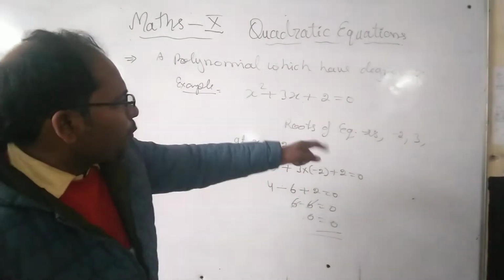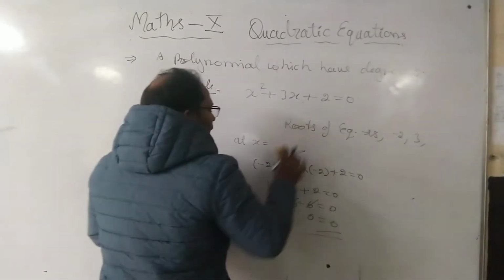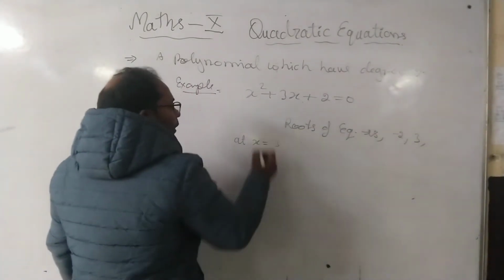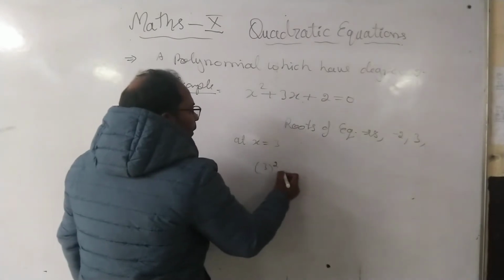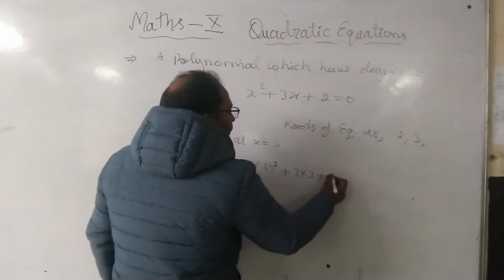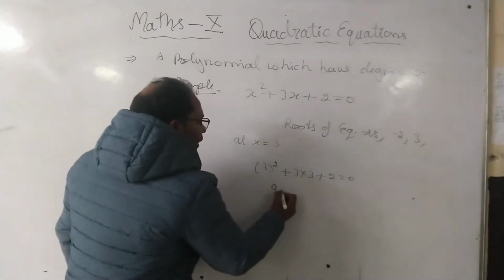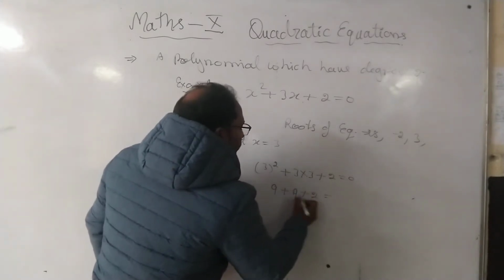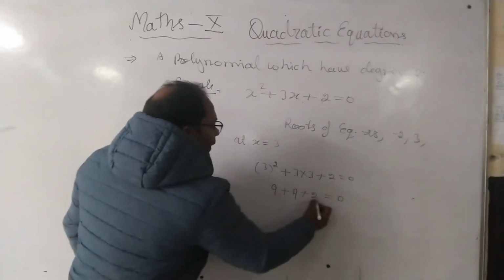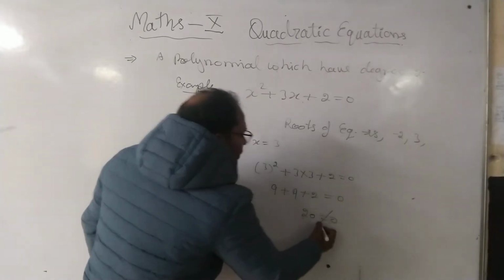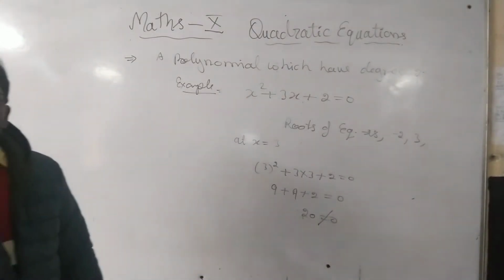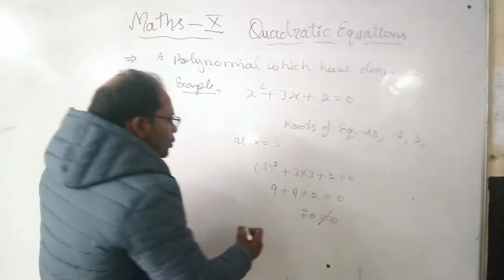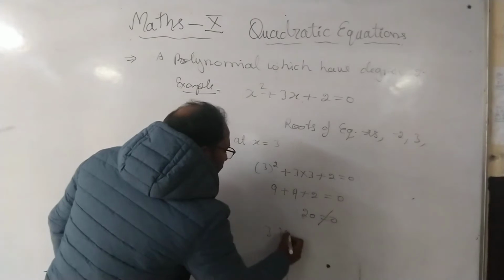And next, let us put the value of x that is 3. Use the second root. Let me see whether this is a root of the equation or not. The square of 3 plus 3 into 3 plus 2 equals to 0. 3 3s are 9, plus 9, plus 2, equals to 0. 9 and 9 are 18, plus 2 is 20. 20 equals to 0. It is not satisfying the equation. This value, the root 3, is not satisfying this equation. So 3 is not a root.